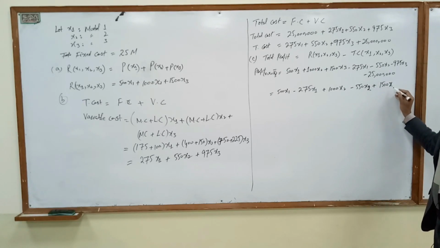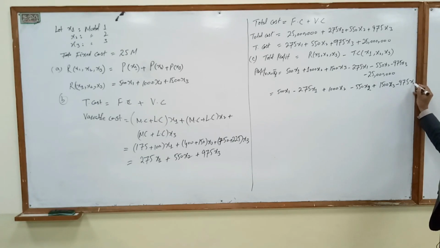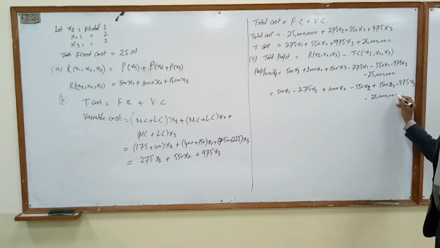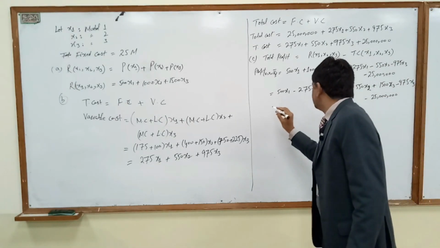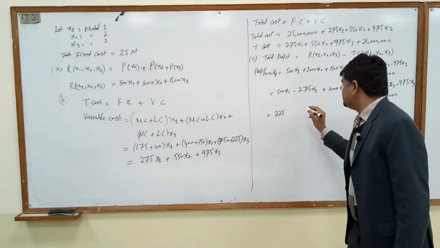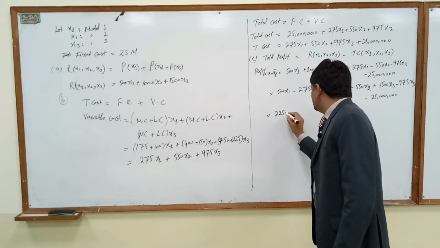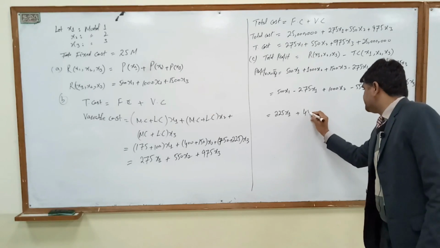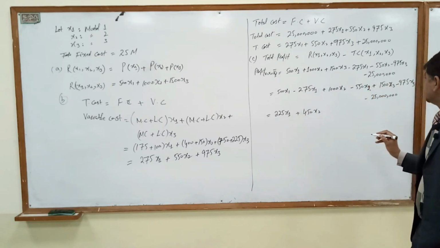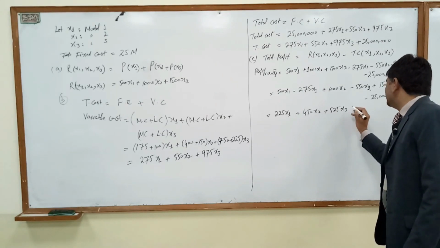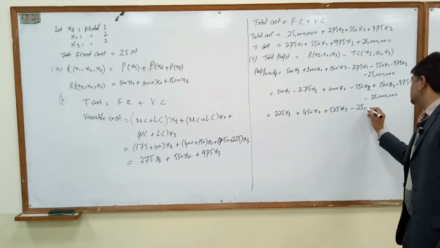550 x2, 1500 minus... x3 minus 975 x3 minus 25 million. Sir, can you sum up? 225. The difference between x1 is 225 x1, plus 450 x2, then 525 x3 minus 25 million.